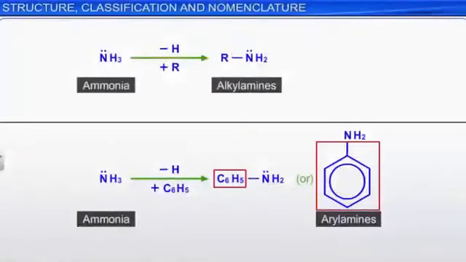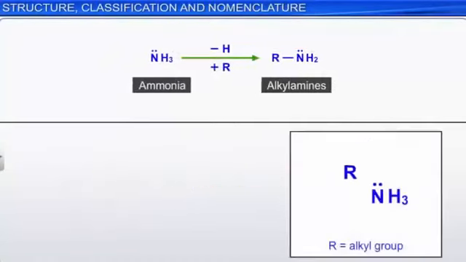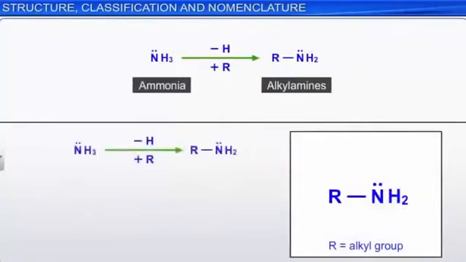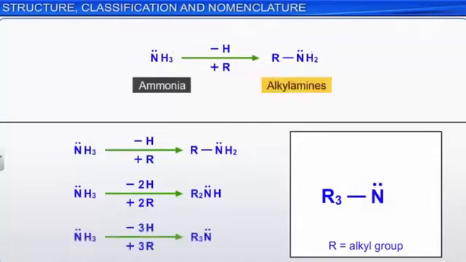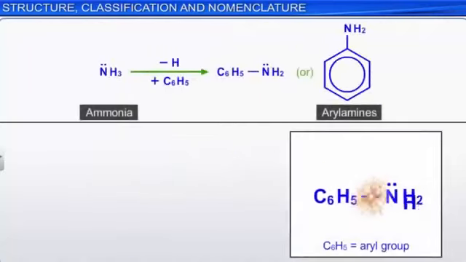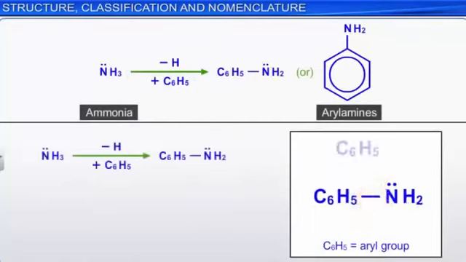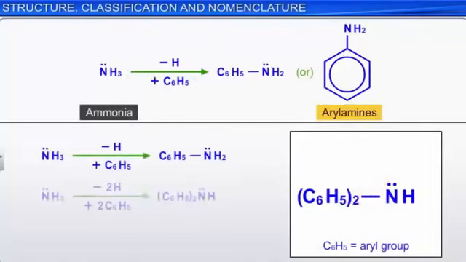Alkyl or aryl derivatives of ammonia are known as amines. Amines formed by the replacement of one or more hydrogen atoms of an ammonia molecule by alkyl groups are called alkyl amines, and those formed by the replacement of the hydrogen by aryl groups are called aryl amines.